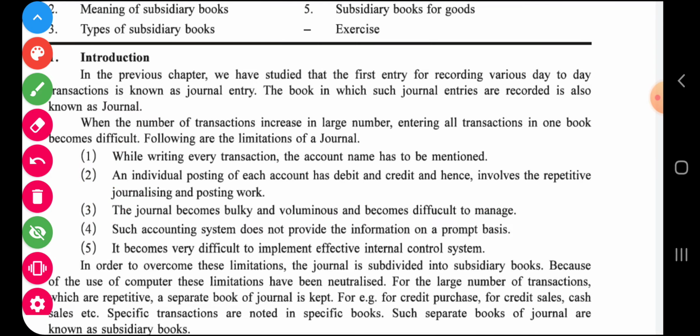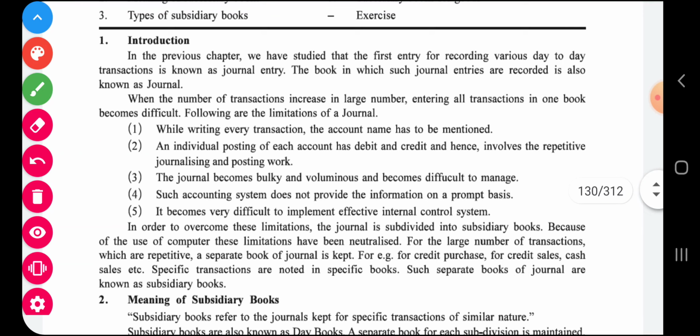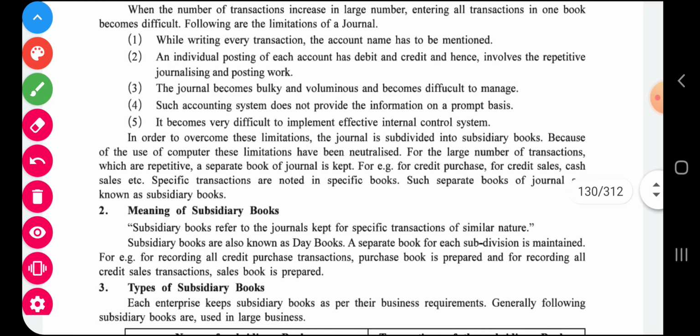Now considering these limitations, in order to overcome them, the journal is subdivided into subsidiary books. Because of the use of computers, these limitations have been neutralized. For the large number of transactions which are repetitive, a separate book of journal is kept. For example, for credit purchase, credit sales, cash sales, specific transactions are noted in a specific book. Such separate books of journal are known as subsidiary books. So subsidiary book is nothing but a subdivision of journal. It is the journal only, but we divide it into parts.